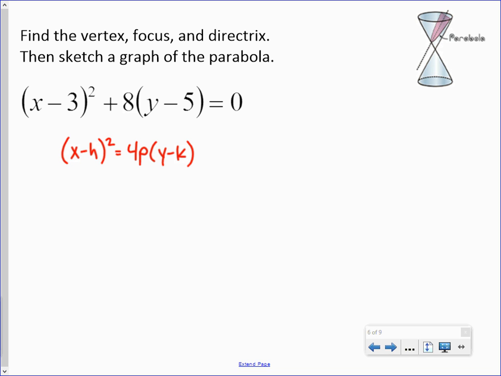This equation does not look exactly like that right now. I need to move the 8 times y minus 5 to the other side. So I'm just going to subtract that term. So it would be x minus 3 squared equals negative 8 times y minus 5. You okay with that? After I do that, then I can find everything I need to be able to graph my parabola. What is my vertex point? Turn to the person right next to you and share with them what you think the vertex is.